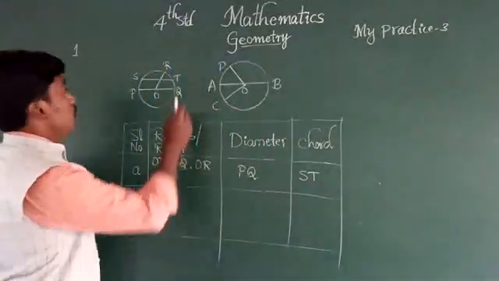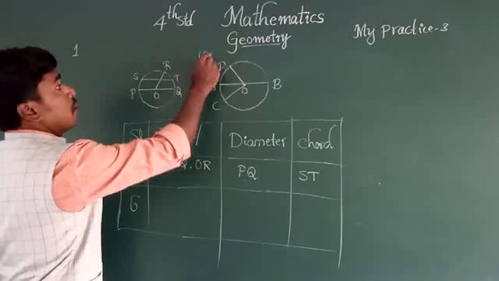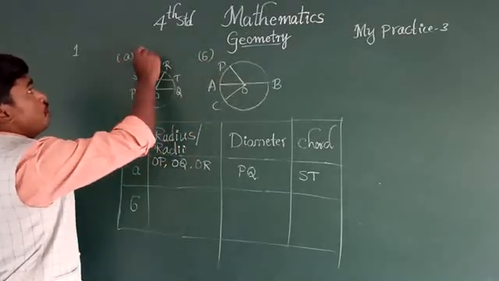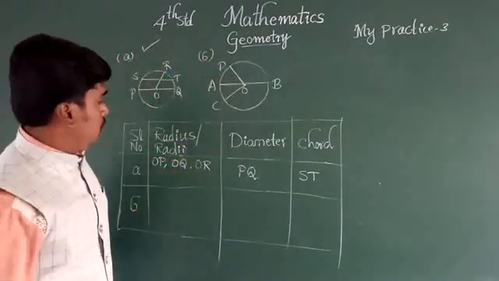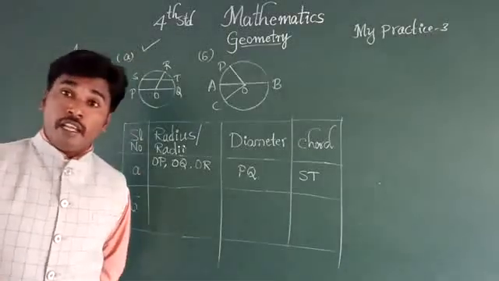Now you come to the second figure. It is B. It is A. It has finished. Now you come to the second one. Which are the radii there? You count it.